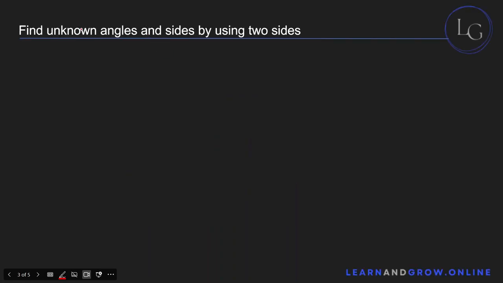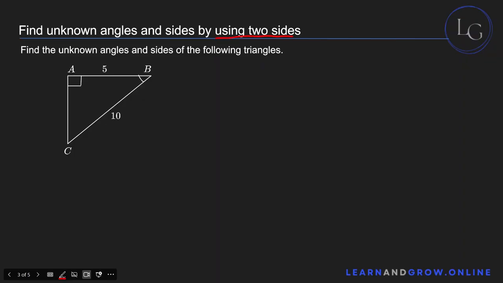Now let's find the unknown angles and sides by using two sides that are given to us. So we saw a question earlier, right? In it we actually had an angle and a side given to us, so we could find all of the other sides and all of the other angles using those. Remember that we're dealing with right angle triangles, so there is always one angle of 90 degrees that is always there.